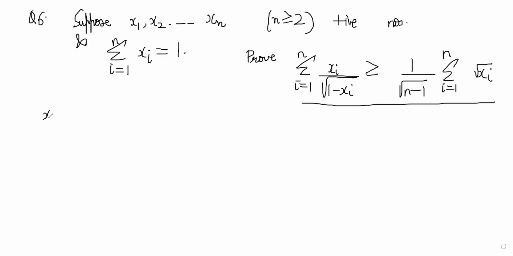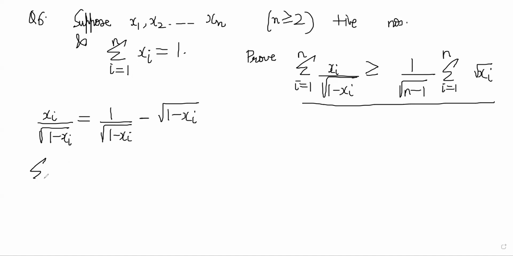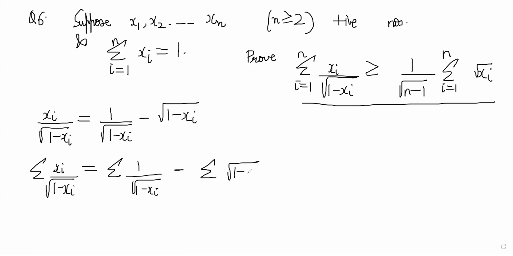Now think about it. What is xi by root over 1 minus xi? That can be written as 1 by root over 1 minus xi minus root over 1 minus xi. If you simplify this, it will come as the same thing. So therefore, summation of xi by root over 1 minus xi can be split as two separate summations. The first summation is this, minus summation of root over 1 minus xi, right?